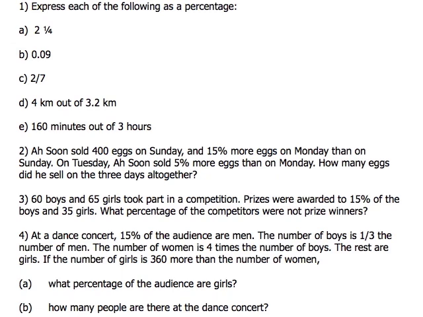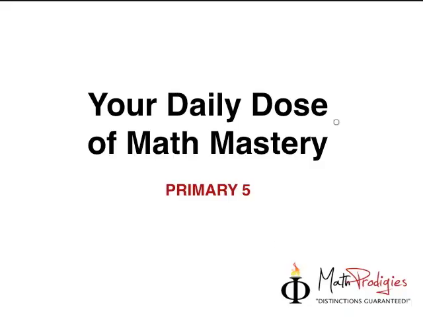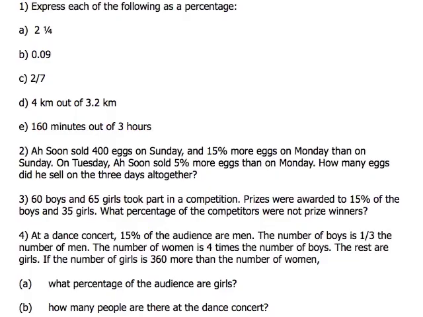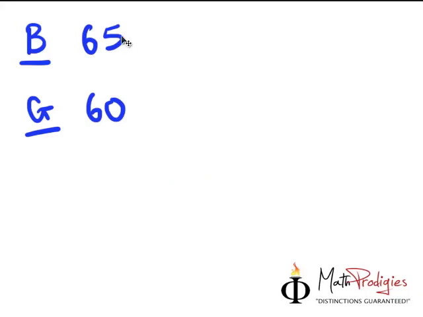Very simple. First off, again, we have to draw a little table. Makes our life so much easier. So boys here and girls here. How many boys were there? There were 60. How many girls were there? There were 65. Sorry, 65 girls and 60 boys.